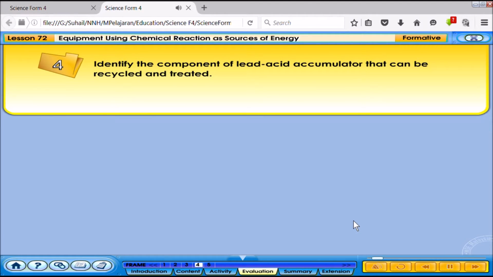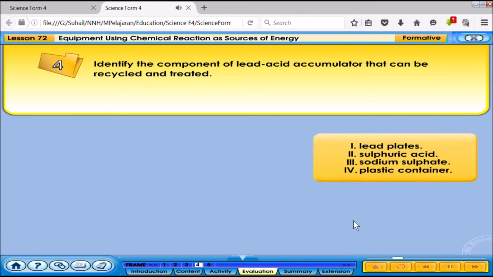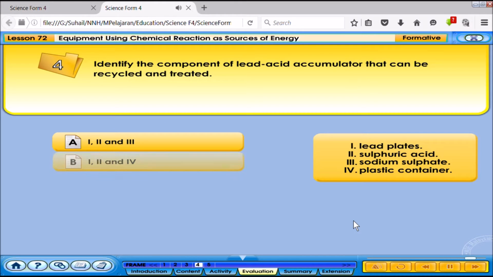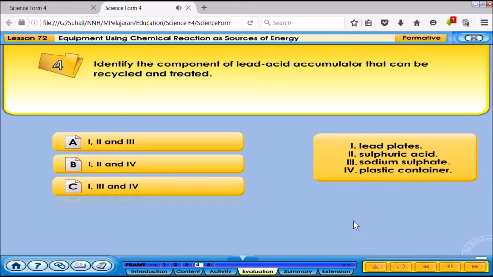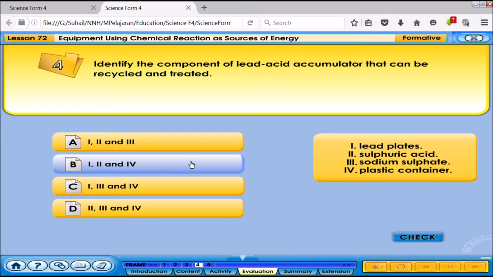Identify the component of lead-acid accumulator that can be recycled and treated. 1. Lead plates. 2. Sulfuric acid. 3. Sodium sulfate. 4. Plastic container. Your answer is correct.